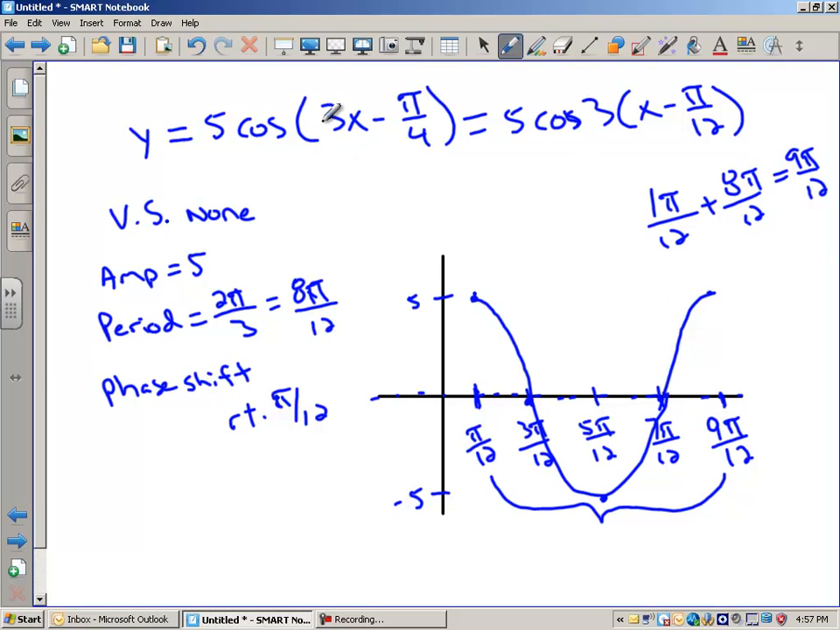The tricky thing was we had to factor out that 3. And so we're going to practice this tomorrow in class, and I will see you then.